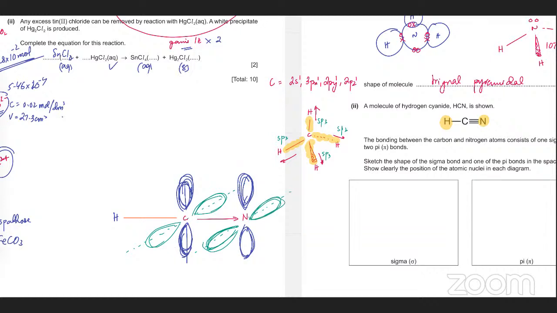So when orbitals become parallel to each other, they start to form pi bonds. So it's going to be something like this. It's going to be the green ones overlapping. So they would overlap above and behind the atoms. And the blue ones would also start to overlap.